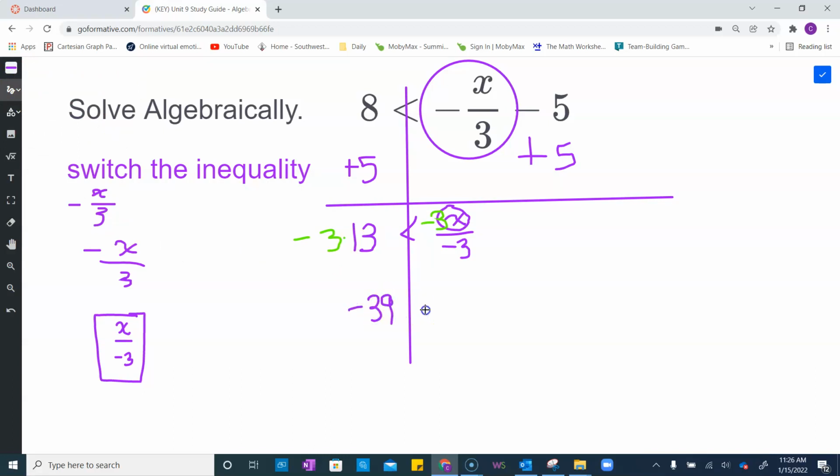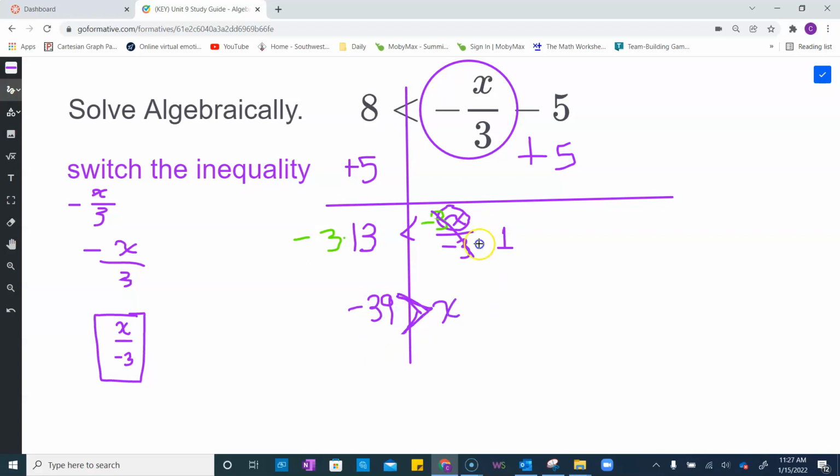13 times 3 is 39. Opposite signs multiplied give a negative. I'm going to switch the direction of my inequality. And on the right side, my 3 divided by 3 is 1, and a negative divided by a negative is a positive, or negative 3 divided by itself is 1. So that's 1x, or x. So I get negative 39 is greater than x.